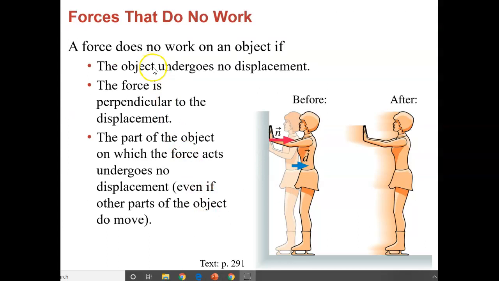Forces do no work in various situations here. If there's no motion, or the force is perpendicular to displacement, the part of the object on which the force acts undergoes no displacement, so it doesn't move. If the part that is exerting the force doesn't move, there is no work done on the object. It's like if the lady pushes on the wall, she's doing no work on the wall because the wall doesn't move.